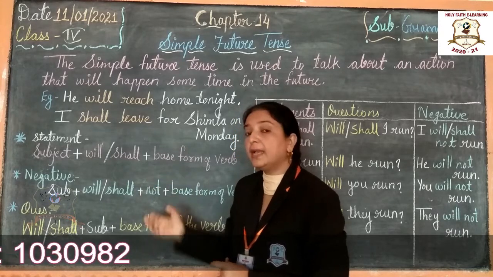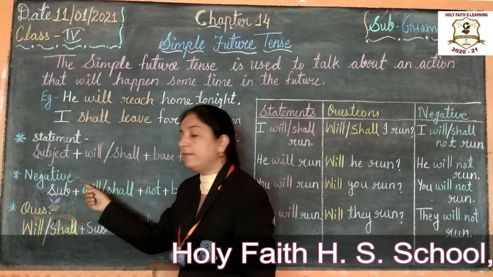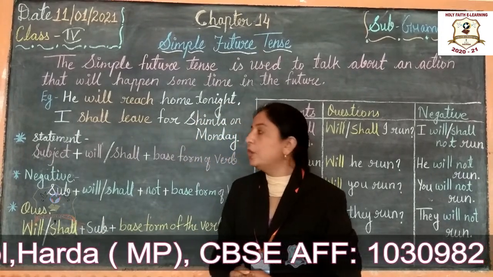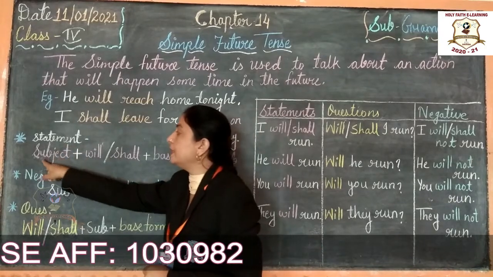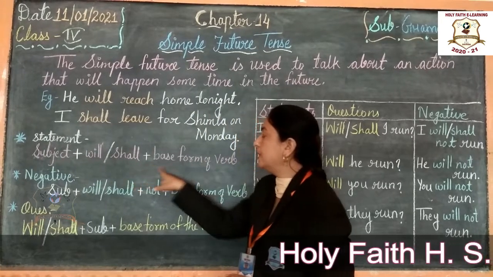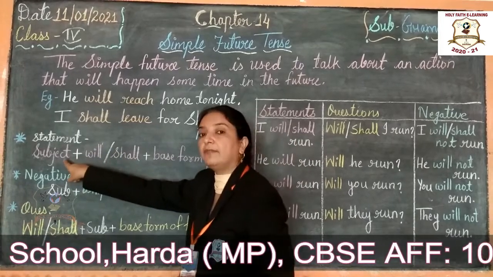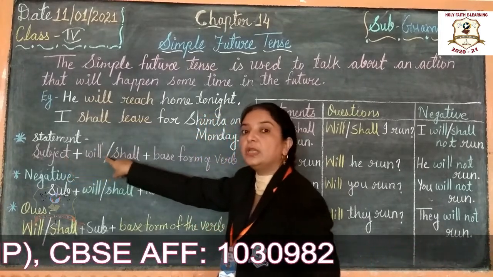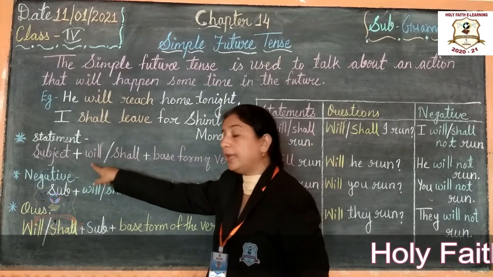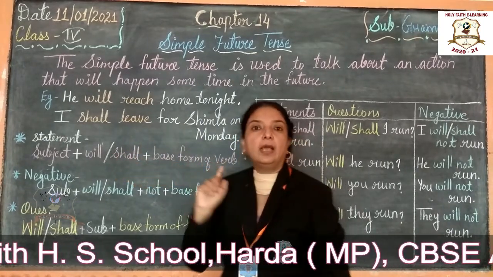There are some rules that you have to follow for the statement, negative and for the interrogative or question. So here the first is statement: subject plus will or shall plus base form of the verb. आपको statement लिखना है तो आप क्या करेंगे? First the subject, and for the future we write will or shall. Only one, will or shall, plus base form of the verb.